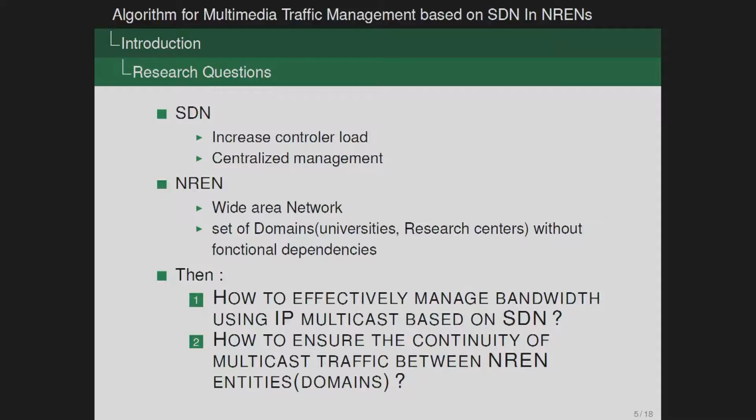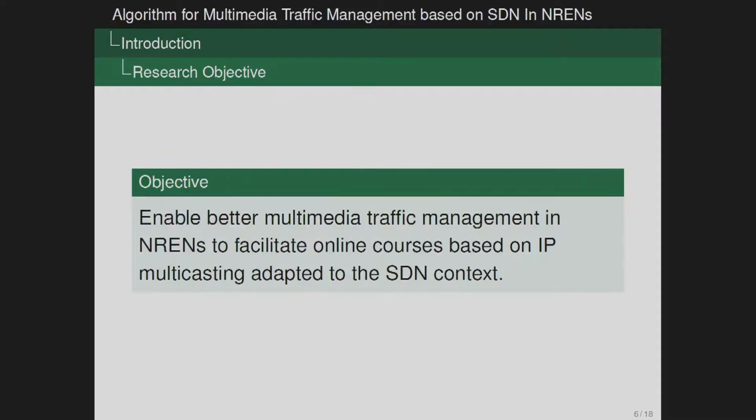Donc, nous nous demandons comment utiliser efficacement la bande passante pour faire du multicast IP dans les réseaux SDN. Et aussi comment assurer la continuité du trafic entre les différents domaines, c'est-à-dire les universités et centres de recherche dans un NREN donné. Et donc l'objectif ici du travail, c'est de permettre une meilleure gestion du trafic multimédia dans les NRENs en facilitant par exemple les cours en ligne, en se basant sur la technique de multicast IP adaptée au contexte SDN.